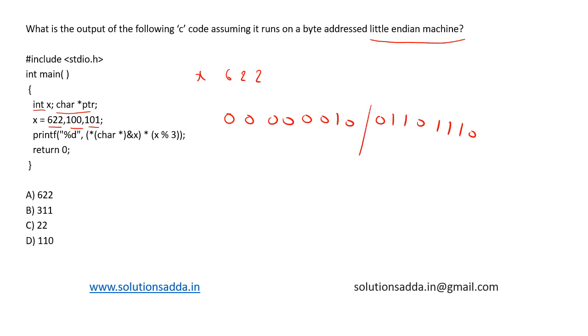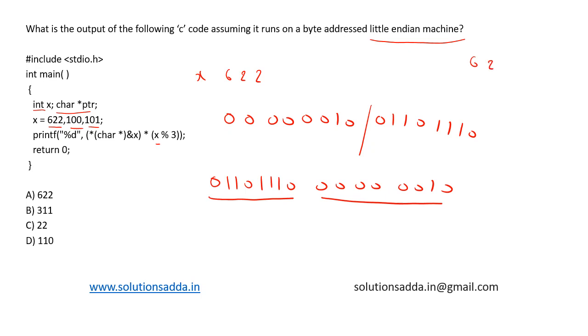Now, as we know, in a little endian machine, the least significant byte is stored at the lower address. So suppose this is the binary format, in a little endian machine it will be stored as follows: 01101110, then 00000010. This is how it is stored. This would be the first byte, this would be the second byte. Now x will be having the value of 622.